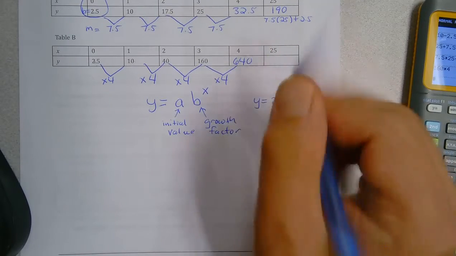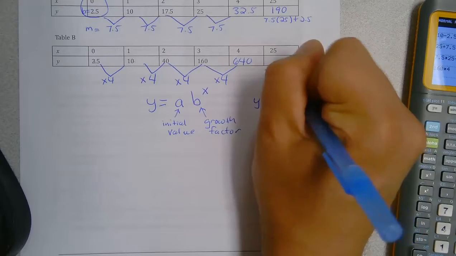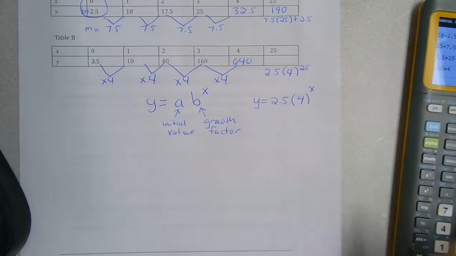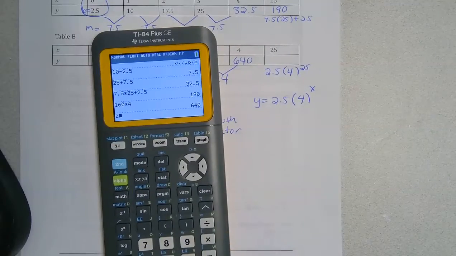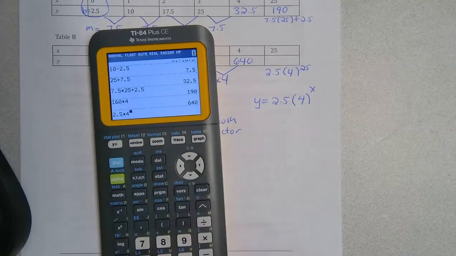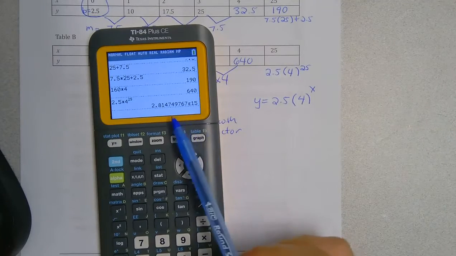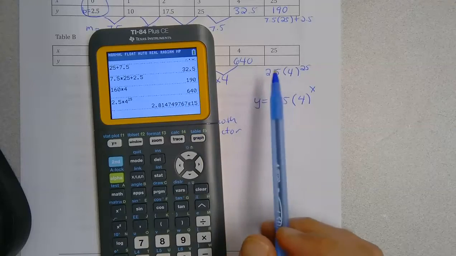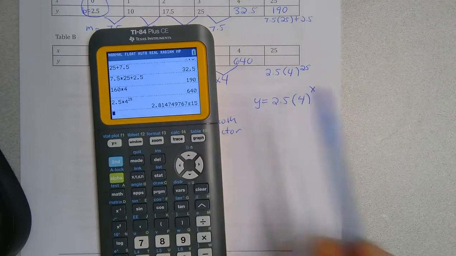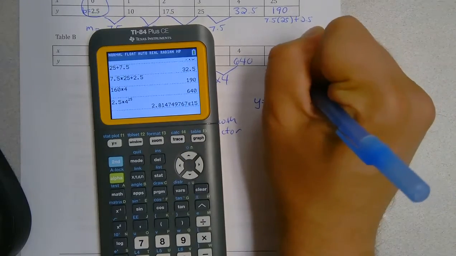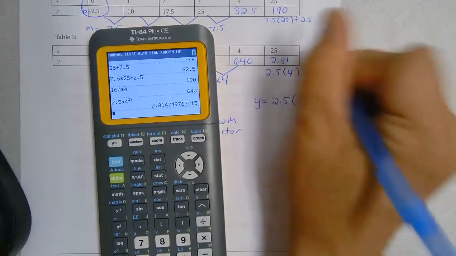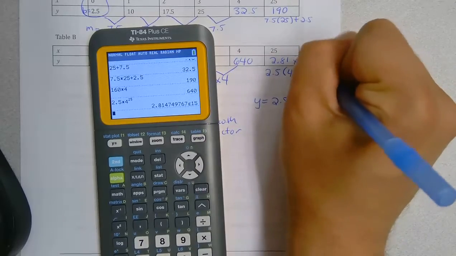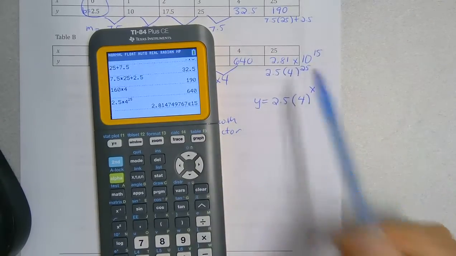So for this problem, I'm going to put the expression 2.5 times 4 to the 25th power. And if you notice, that is a very, very large number. In fact, it's so large that you can't really put it in a calculator. So I'm going to put 2.81 times, this e means times 10 to the 15th. So it's so large, we have to use scientific notation.